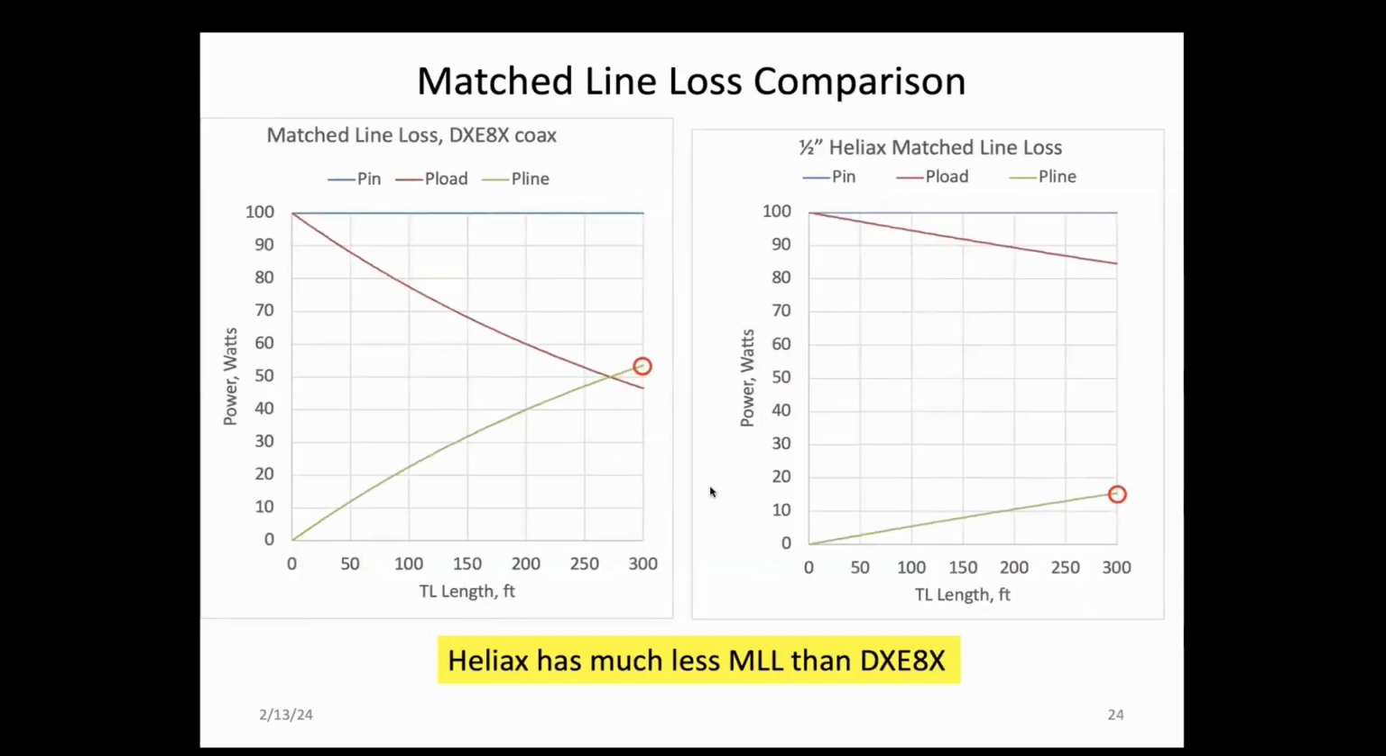Okay, so now we're going to look at some numerical results for the four types of lines. I compared my cost-effective line with Heliax. At 300 feet, RG8X dissipates over half the power, about 52 or 53 watts out of 100 goes into the line. In contrast, Heliax, it's about 15 watts. Next slide, please.